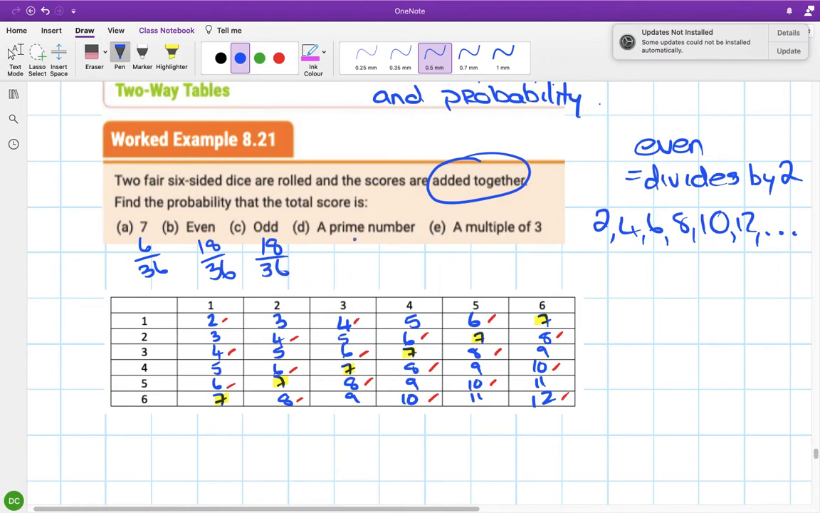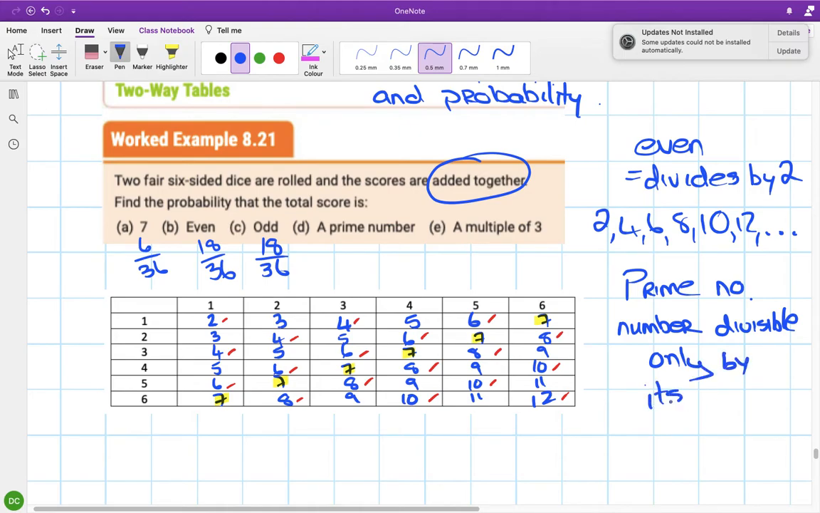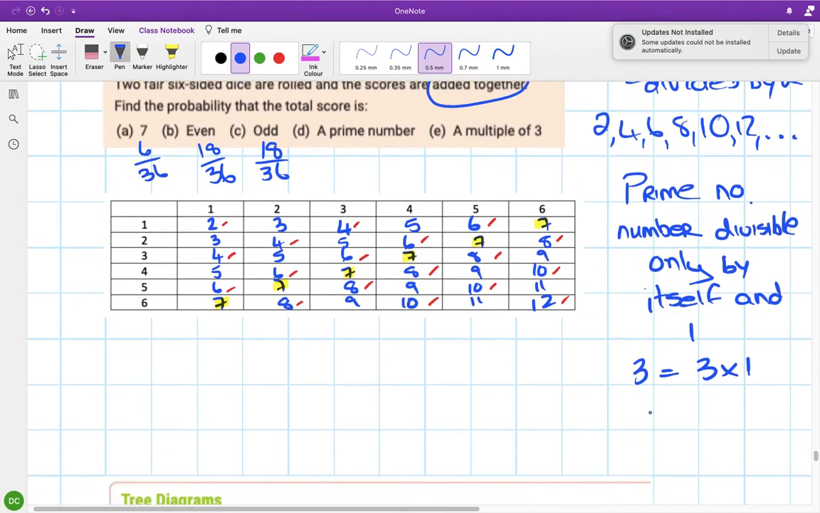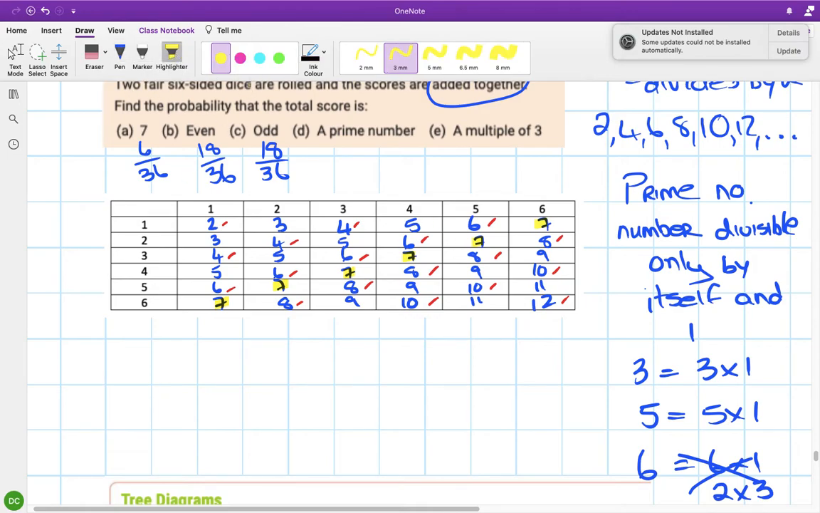Now, a prime number, okay? You definitely learn about prime numbers in primary school. But a prime number is a number divisible only by itself and 1. Okay, so 3 is a prime number because it's 3 times 1 and there's no other possibility. 5 is a prime number because it's 5 times 1 and there's no other possibility. 6 though, 6 is 6 times 1, but it could also be 2 times 3, so that means it's not prime. Okay, so that's what prime numbers are. We'll be coming back to them in not the next chapter, but the one after.